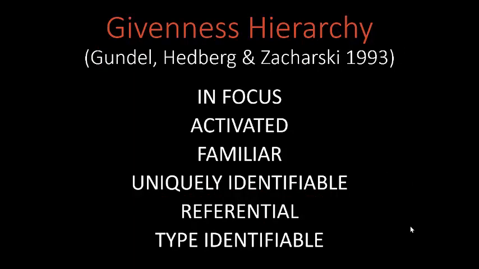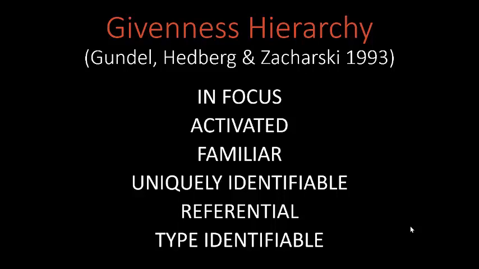Then there's more of this cognitive hierarchy, the Givenness hierarchy introduced by Gundel, Hedberg, and Zacharski in 1993. So there are going to be discourse entities that are in focus, that is, they are the topic of conversation at that moment in the discourse. Then there are going to be activated entities. Those are entities that have been discussed already in the discourse, but aren't in focus at that moment. There are familiar entities. Those are entities that presumably we are mutually aware of. All of the conversants in the discourse are aware of them.